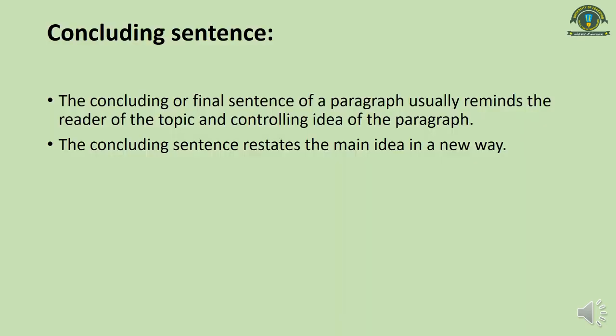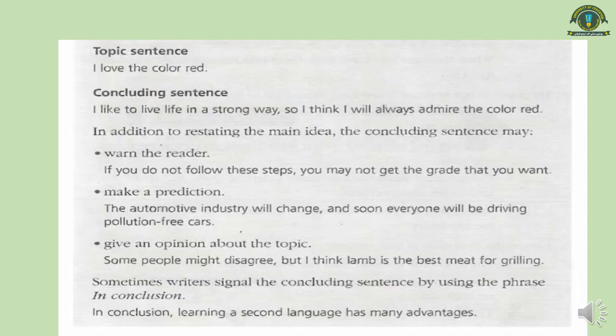The concluding or final sentence of a paragraph usually reminds the reader of the topic and the controlling idea of the paragraph. So when you are closing or concluding your paragraph, your final sentence should refer back to your first sentence. They should be similar, but having certain different thoughts in them. The concluding sentence restates the main idea in a new way, in a different way. The thought should be the same, but should be conveyed differently.